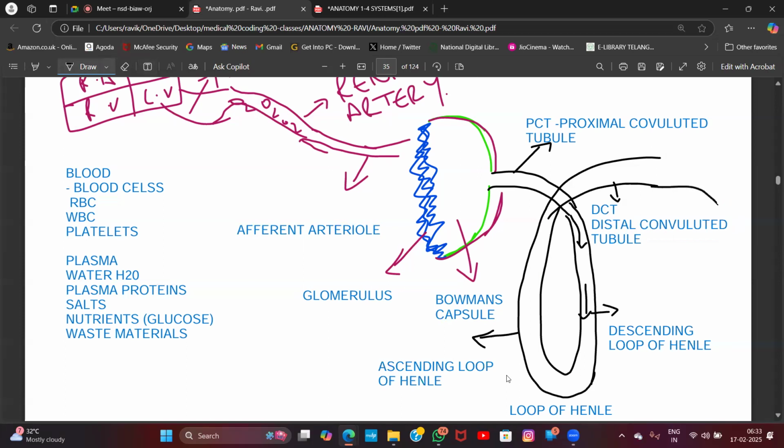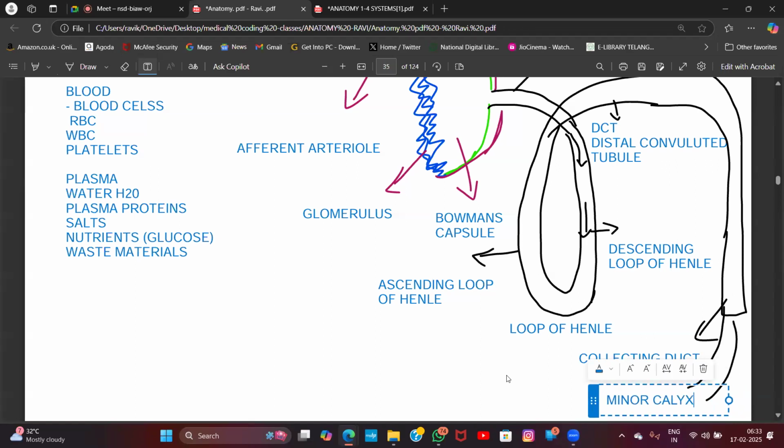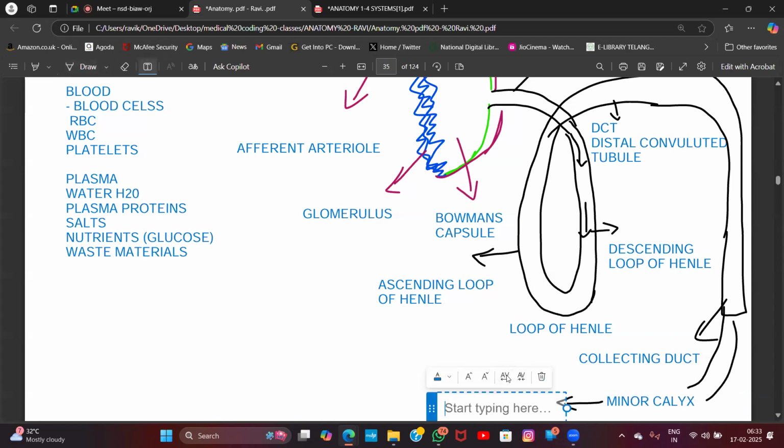This DCT leads to a duct-like structure called the collecting duct. This collecting duct leads to the minor calyx. A group of minor calyces leads to the major calyx.